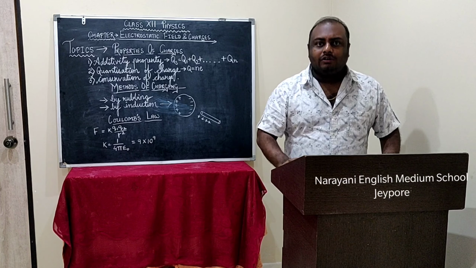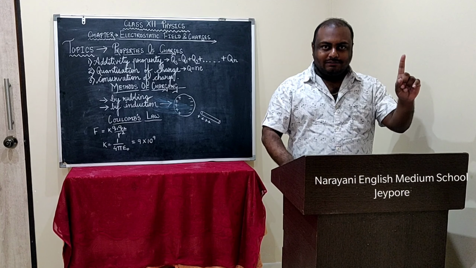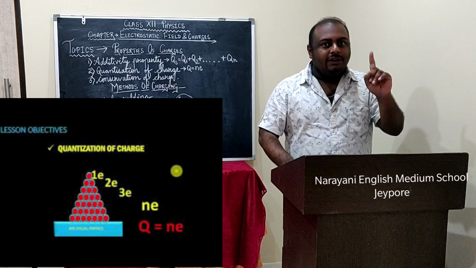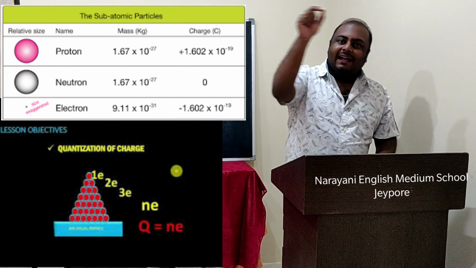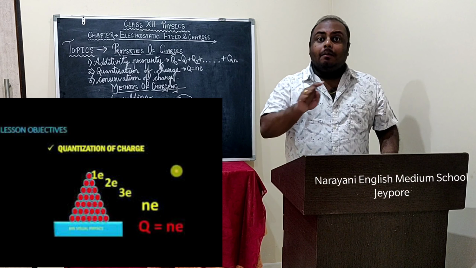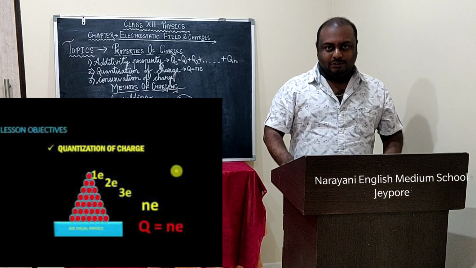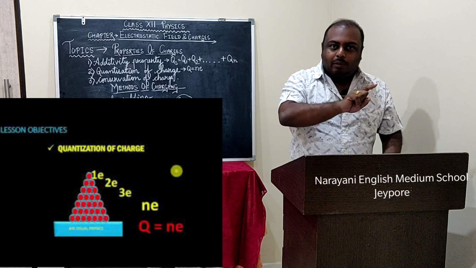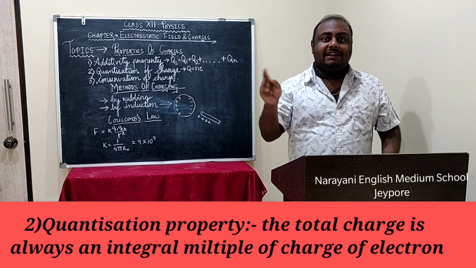So if I add 4 electrons, how does the quantity of charge change? If I add 1 electron, the charge of the system becomes minus 1.6 into 10 to the power minus 19 coulombs, as we discussed in the previous class. If I add another electron, a total of 2 electrons, then the charge becomes minus 1.6 minus 1.6, which is minus 3.2 into 10 to the power minus 19 coulombs. If I add another electron, the charge becomes minus 3.2 minus 1.6, which is minus 4.8 into 10 to the power minus 19 coulombs.